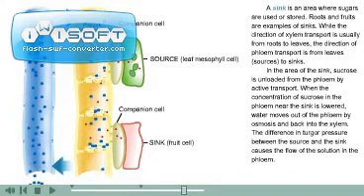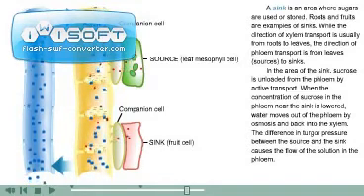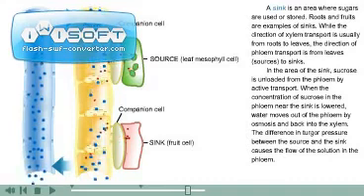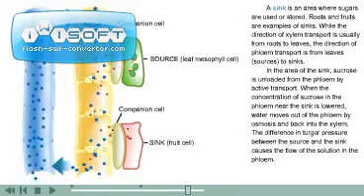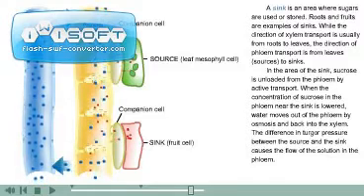When the concentration of sucrose in the phloem near the sink is lowered, water moves out of the phloem by osmosis and back into the xylem. The difference in turgor pressure between the source and the sink causes the flow of the solution in the phloem.